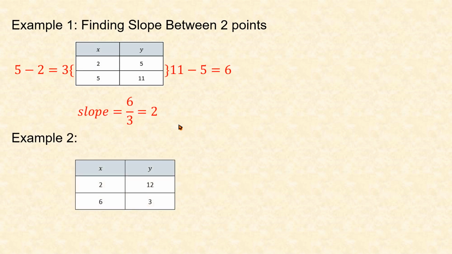Example 2 here, I have another set of points. Again, to find the slope, I am just going to find the change in the y here. So remember, you take the second one, subtract the first one. So it's going to be 3 minus 12. Okay, 3 minus 12 gives you negative 9. And then you take the second x minus the first x. 6 minus 2 gives you 4. So I have negative 9 over 4. That's my slope.